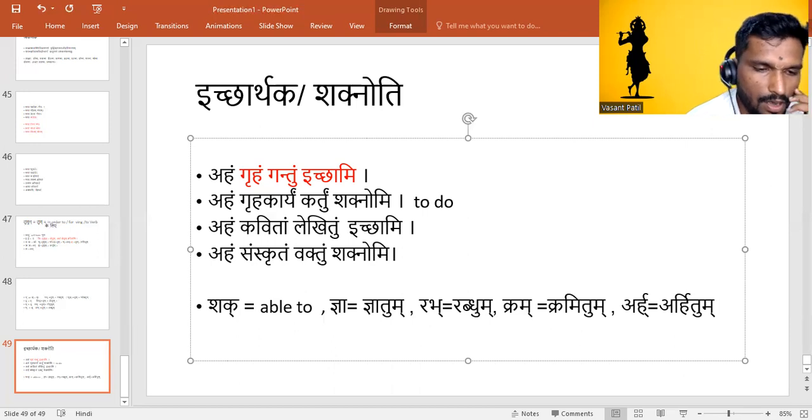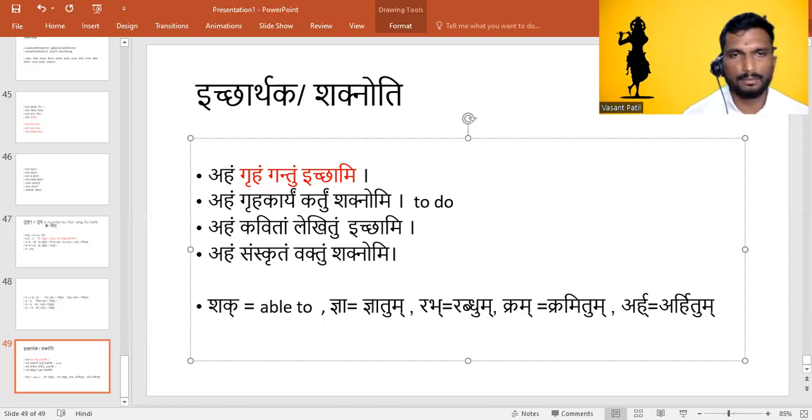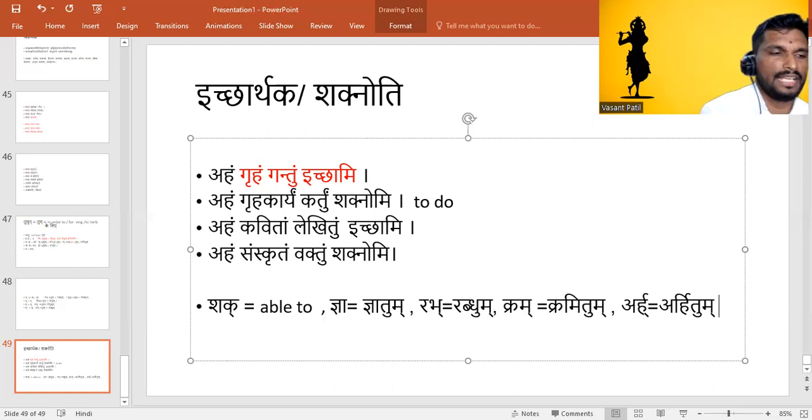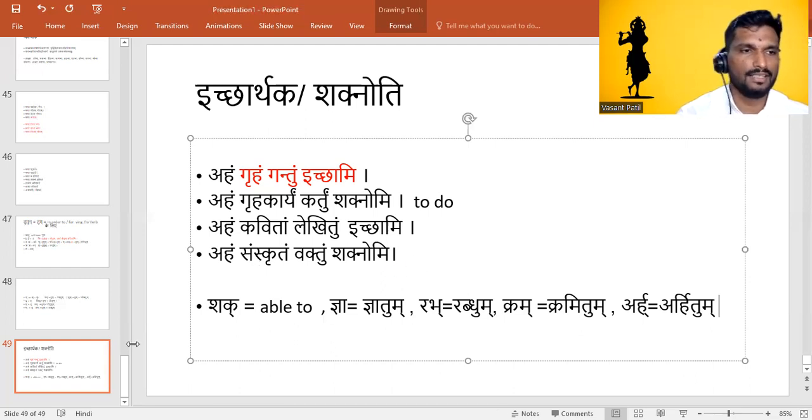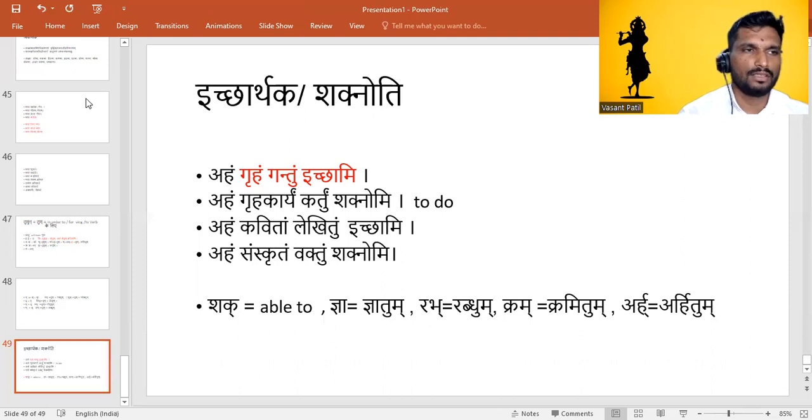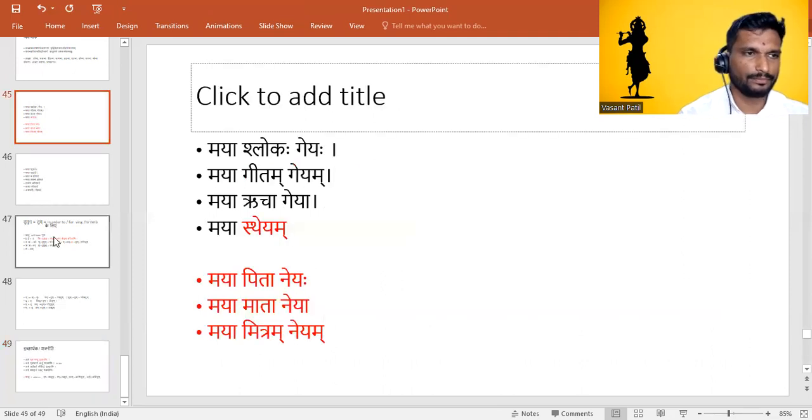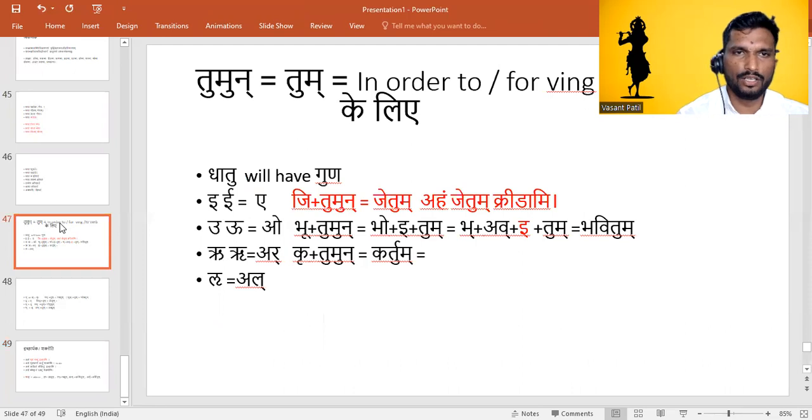Krama. Kridanta. Yes, kramitum is the right one. Arha means the fit or capable. Arhitum. Okay. This is about tumunta pratyaya. So first thing, in order to, for, ing or to, whichever meaning fits there, that we will take. In English, ke liye.